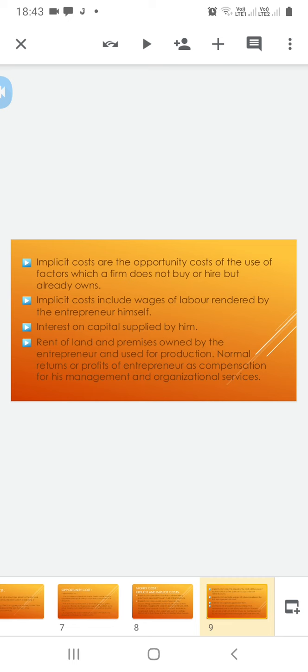Implicit costs are the opportunity cost of the use of factors which a firm does not buy or hire but owns. Implicit costs include wages of labor rendered by the entrepreneur himself, interest on capital supplied by him, rent of land and premises owned by the entrepreneur and used for production. Normal returns or profit of the entrepreneur as compensation for his management and organization services.